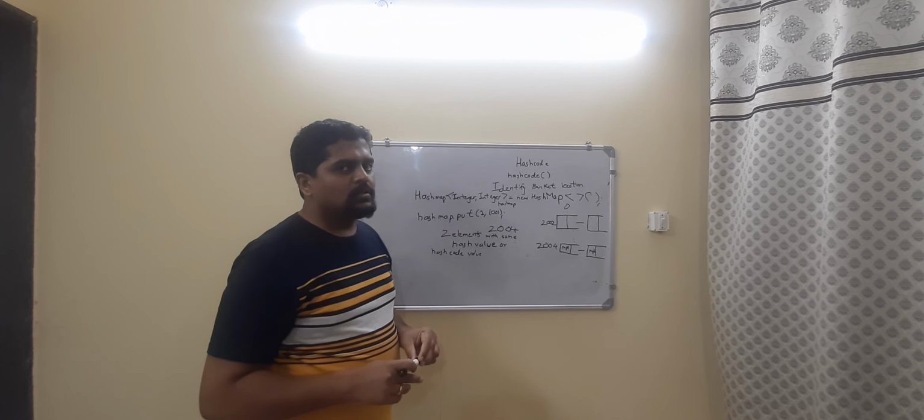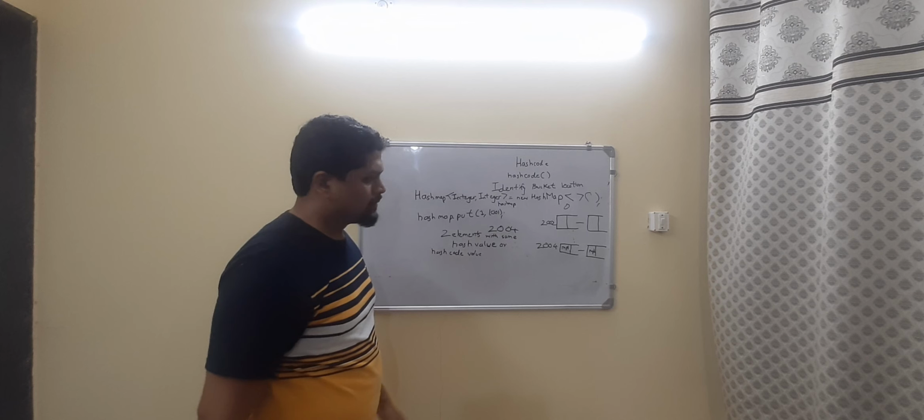So if some element has null as a key, because one null key is allowed, it will be stored in the 0th location in the HashMap also. So this was about hash collision.